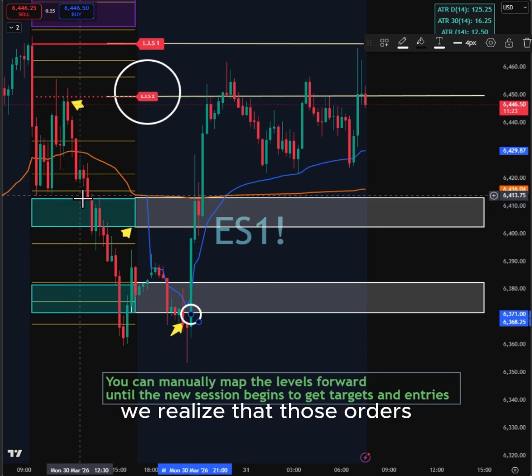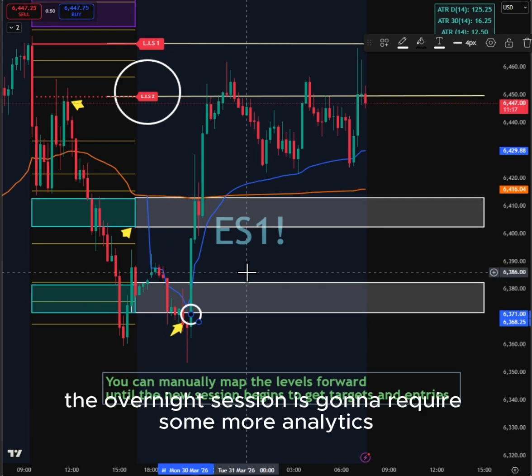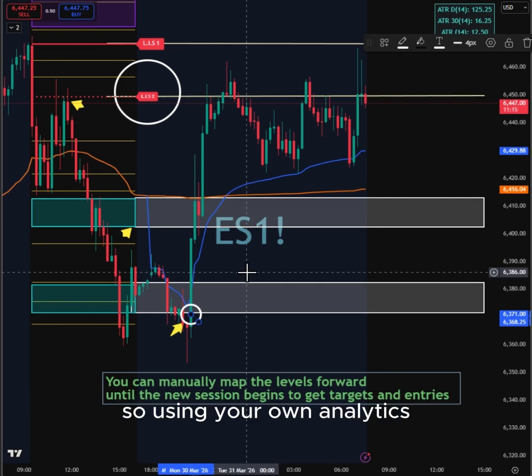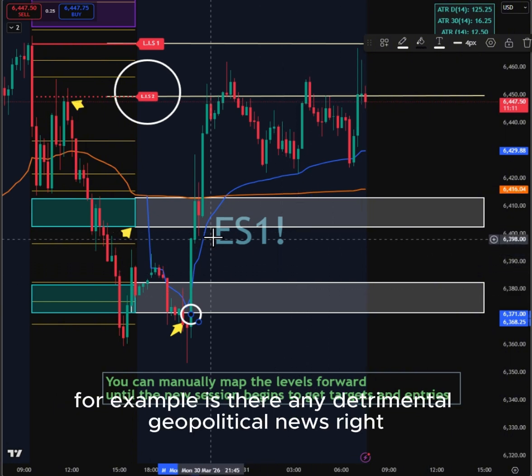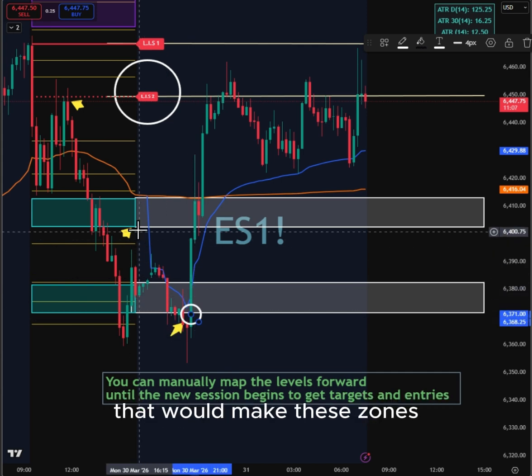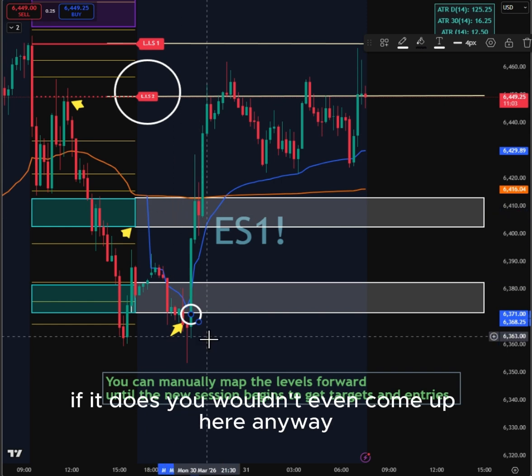So we realize that those orders, given the sentiment of the day, are still there. The overnight session is going to require some more analytics. So using your own analytics, your own brain, you've already factored in, for example, is there any detrimental geopolitical news, right? That would negate the zone. Now, if it does, you wouldn't even come up here anyway. So it wouldn't matter.